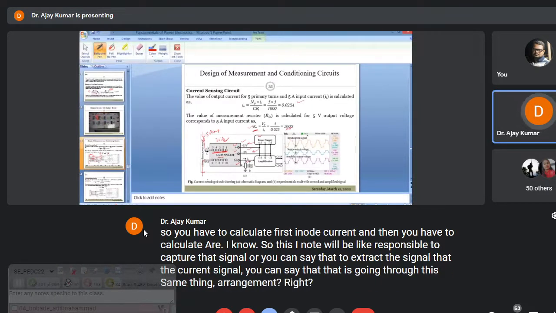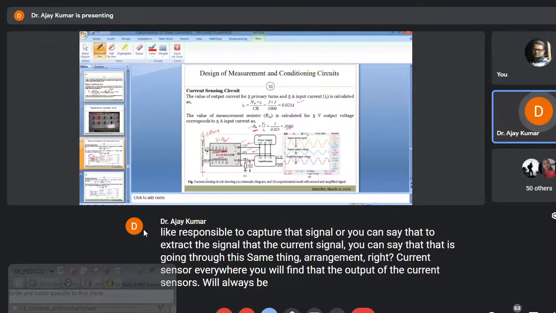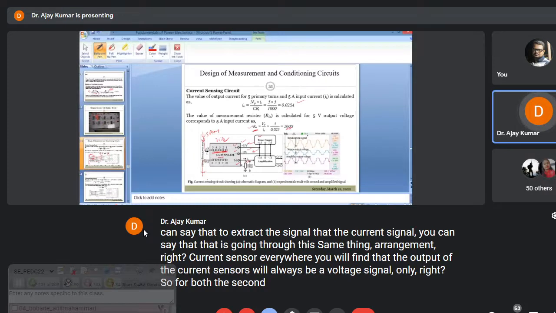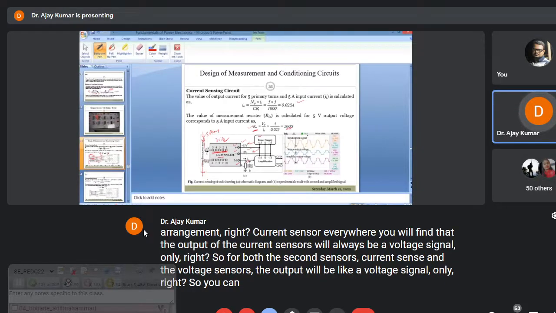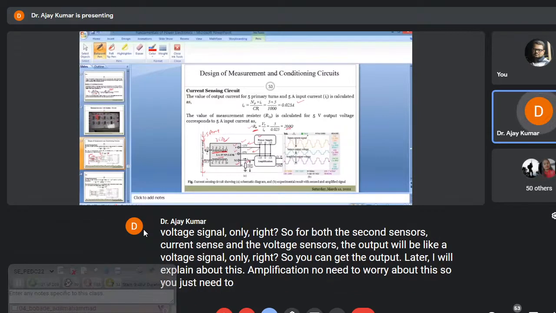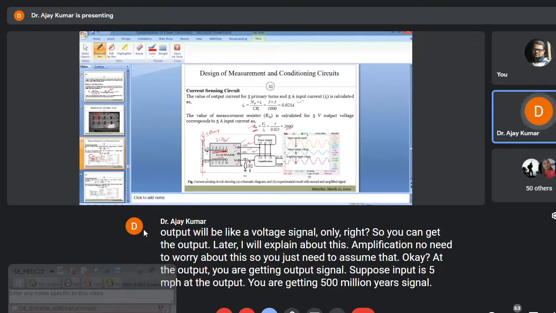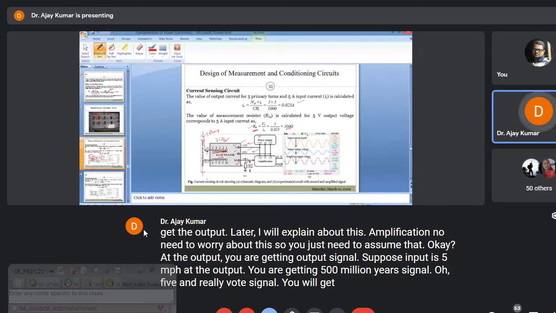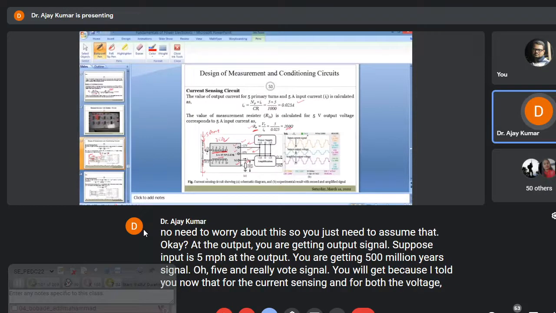Everywhere you will find that the output of the current sensor will always be a voltage signal only, right? For both the current sensors and the voltage sensors, the output will be a voltage signal only. Later I will explain about the amplification, no need to worry about this. You just need to assume that at the output you are getting an output signal. Suppose the input is 5 ampere, at the output you get a 500 millivolt signal, because for both voltage sensing and current sensing, the output will always be a voltage signal.